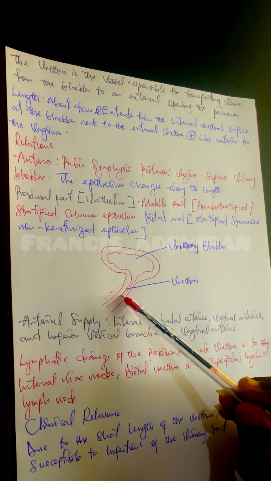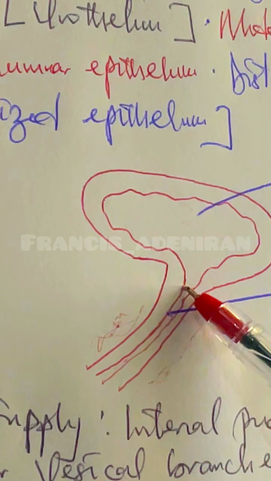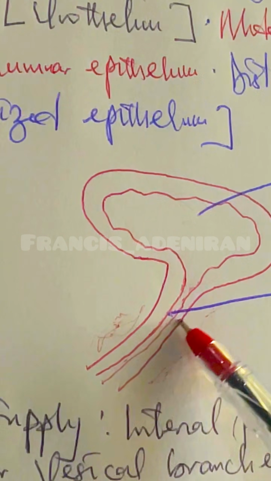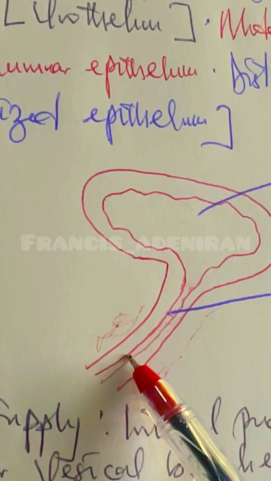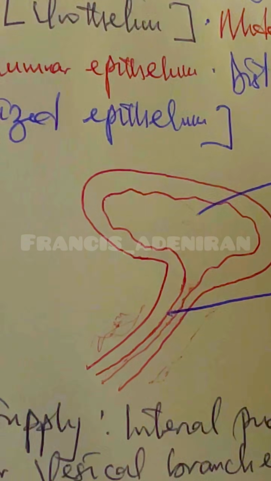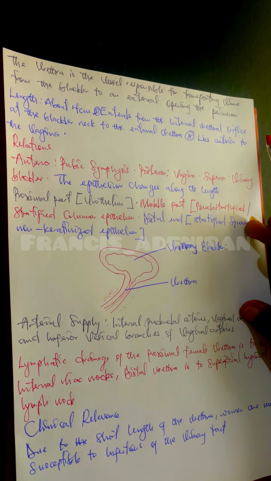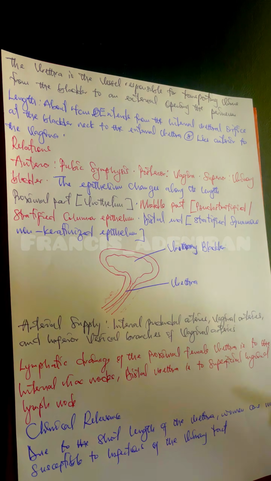So this is the female urethra, right? This part is the female urethra. So the proximal part is lined by transitional epithelium. The middle part is lined by pseudostratified or stratified columnar epithelium, and the distal part is lined by stratified squamous non-keratinized epithelium. So having discussed that, let's go to the arterial supply of the female urethra.